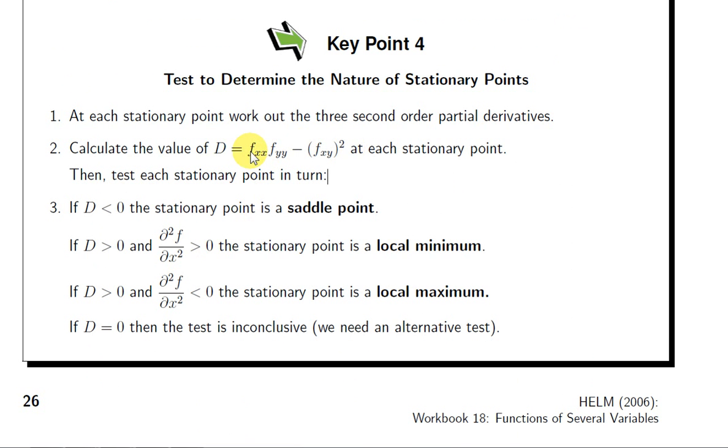So this formula involves second partial derivatives. So basically we calculate this quantity here at each stationary point. This quantity is referred to as D. If D is less than 0, the stationary point is a saddle point.